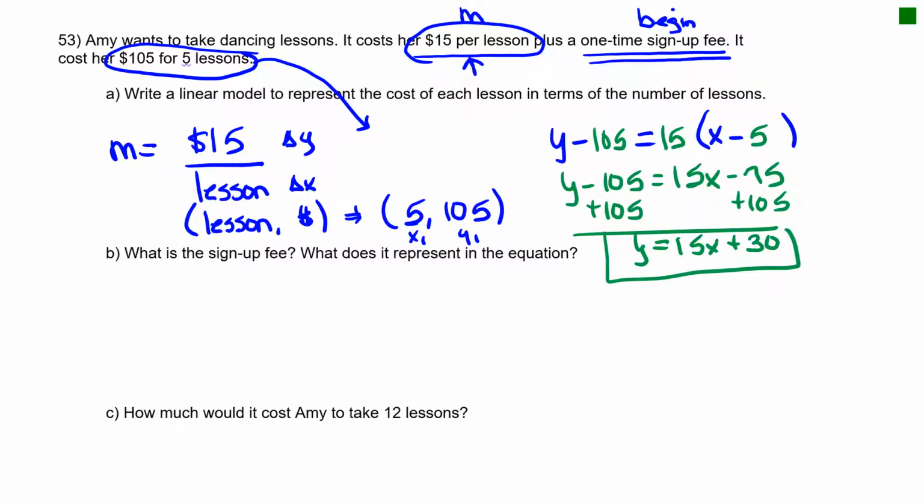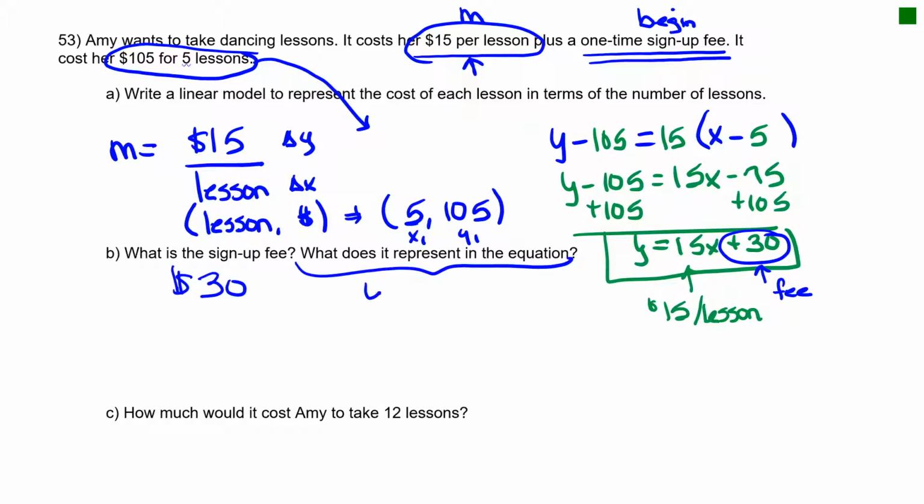That's our equation. The question is, do we understand the equation? This is the rate of change. So what changes? It's $15 for each lesson. So one lesson's 15, 2 lessons are 30, 3 lessons are 45. Oh, believe me, it adds up fast. Then our y-intercept is where we begin, so that's the fee. That's what it's going to charge you just to walk in that studio. So what is the sign-up fee? It is $30, and what represents it? The y-intercept. The beginning thing, the thing that's going to happen no matter what, is always the y-intercept.